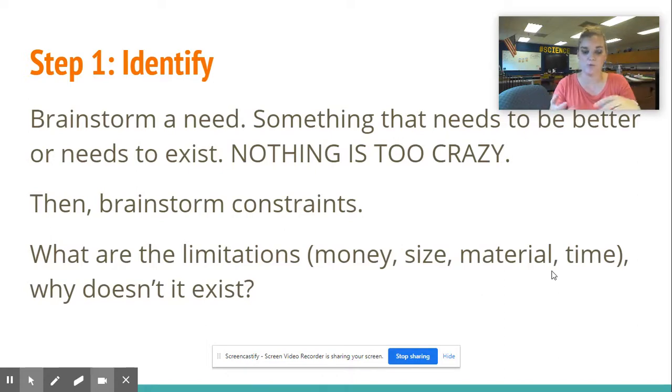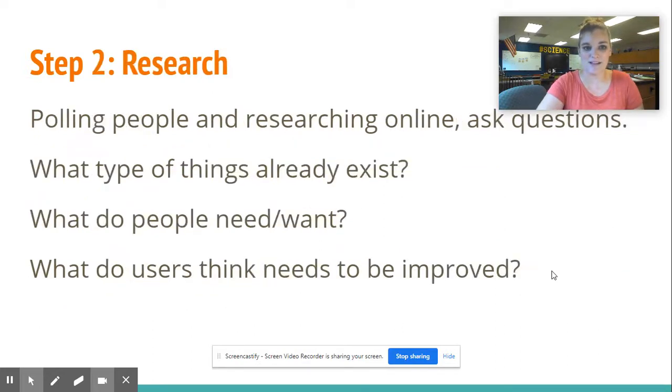So within our classroom, we only have certain materials, we only have certain amounts of time. Maybe there's a size constraint, maybe there's a cost constraint. There's always going to be something that kind of limits it right now, but remember, we're always going to be improving it later on. And so we want to know what those limitations are and why it doesn't currently exist. And if you've ever watched Shark Tank, there are people that come on and say, I just couldn't believe that this didn't exist somewhere. And so if it can, why not make it? So we identify that need.